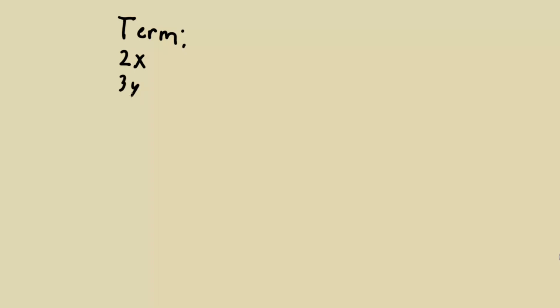3y is a term. Let's say x times y is also a term because you're multiplying these two things. And what else? 4x to the power of 4 is also a term. So these are what terms are. And I'll be going deeper into these terms later.